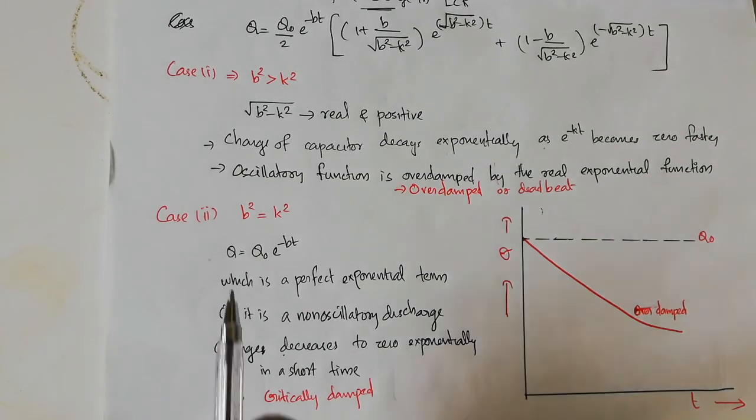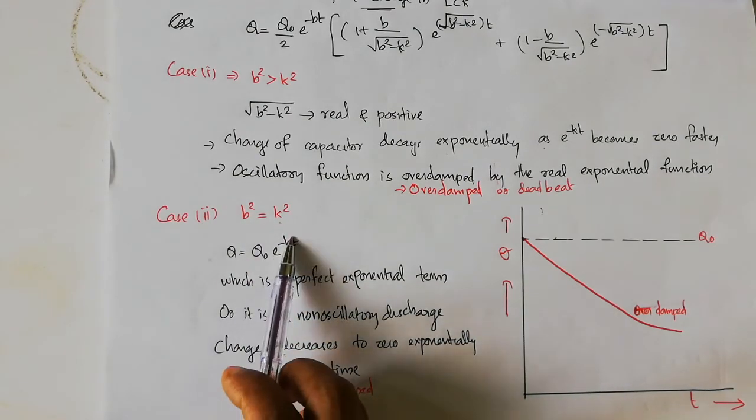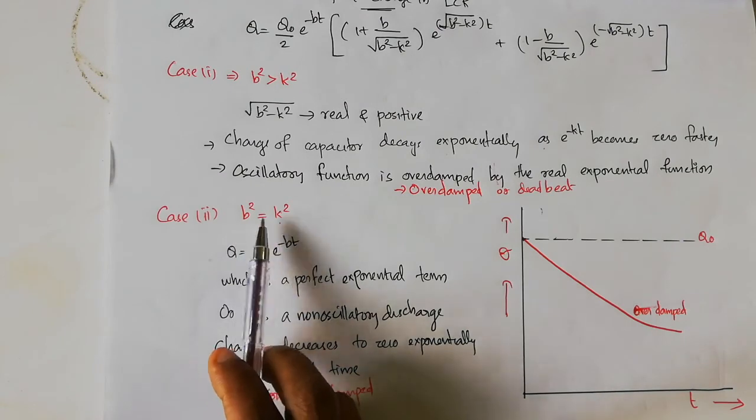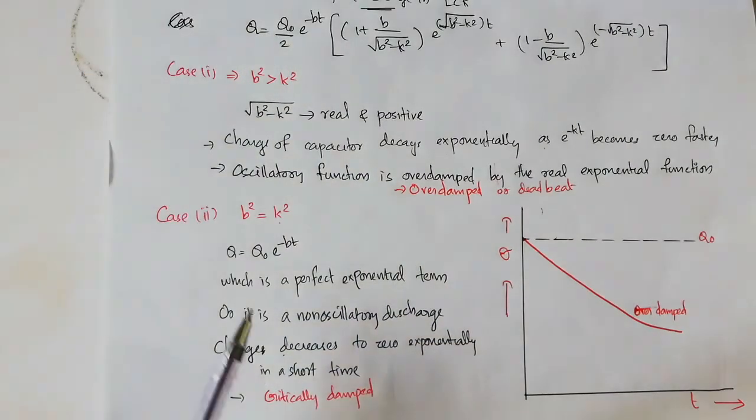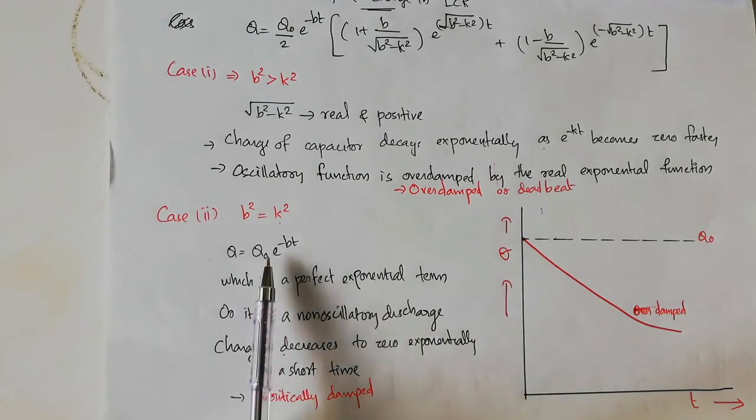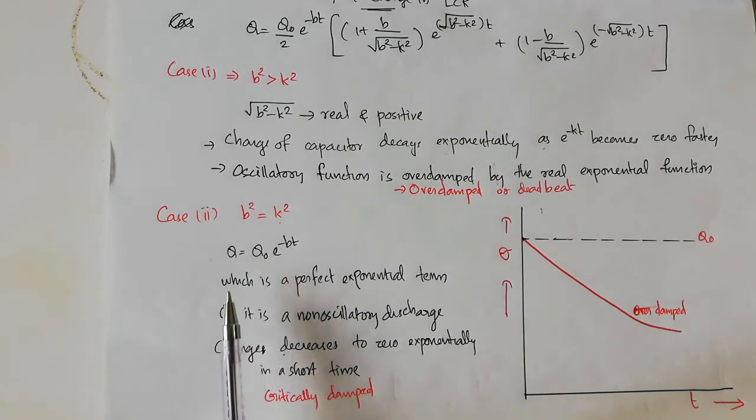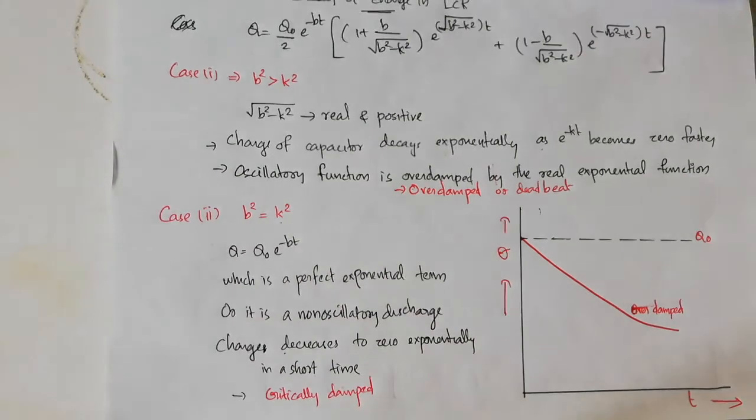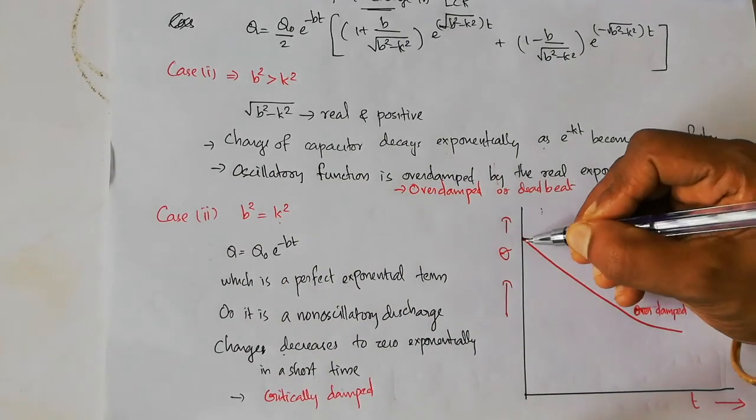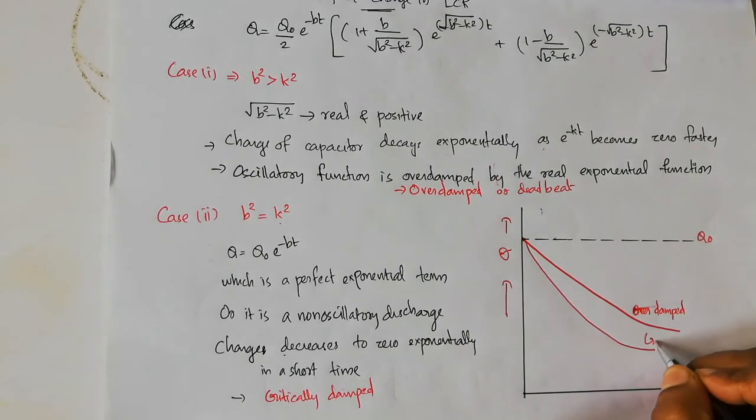Now we can go through the second condition, b square is equal to k square. That is, q is equal to q0 e raised to minus bt. We get this while substituting b square is equal to k square in this equation, as we have got from the previous case of growth. Here it is a perfect exponential term. There is no oscillatory discharge. So, the charge decreases to 0 exponentially in a shorter time than before. And this is known as the critically damped condition. We can draw this like this. That is critically damped.